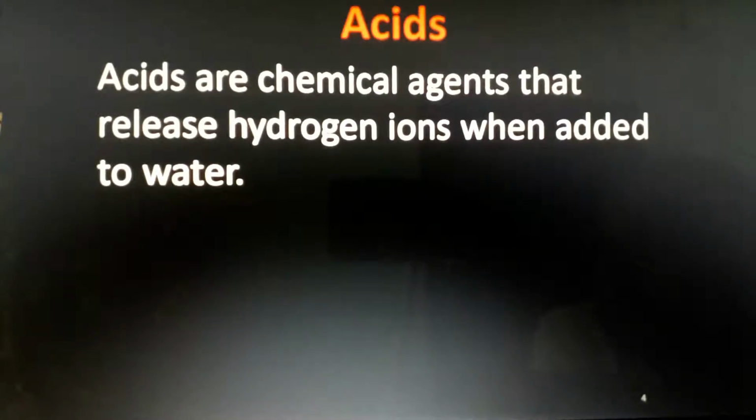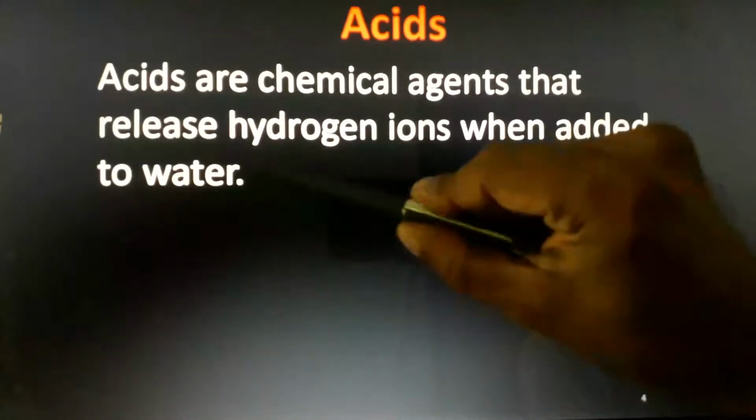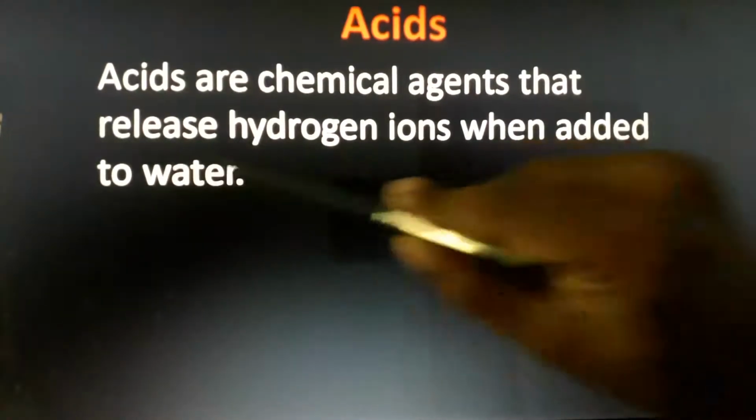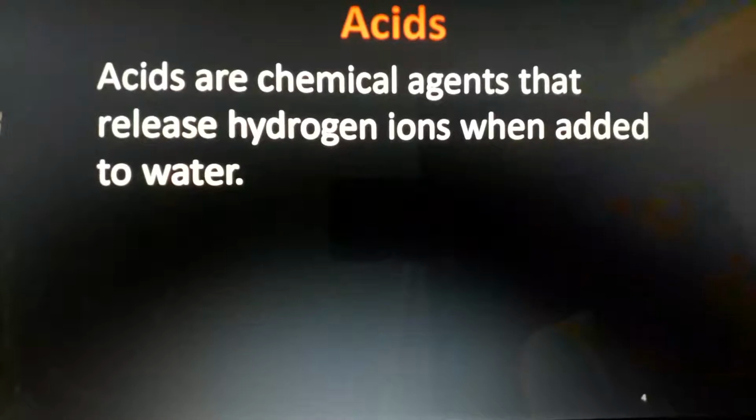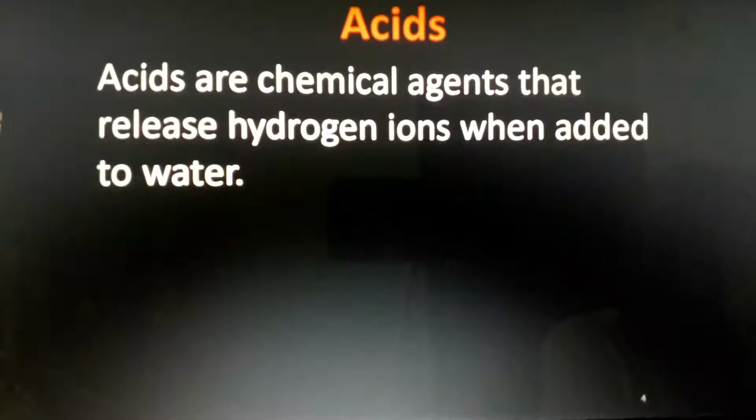Acids are chemical agents. Anyway, you know acid means it's a chemical. We are studying chemistry, so chemistry means the study of chemicals. Acids are chemical agents that release hydrogen ion. That is the important part. Understand? They release hydrogen ion when added to water. So hydrogen ion is released when we add water and acid. Understand? That is the definition you must write.